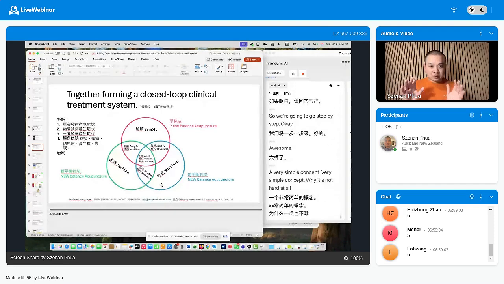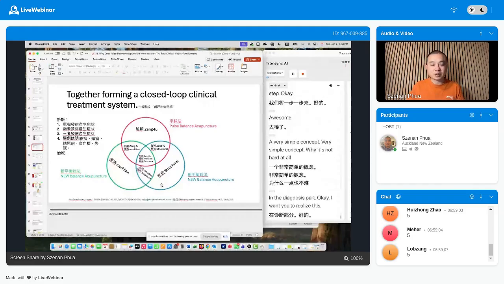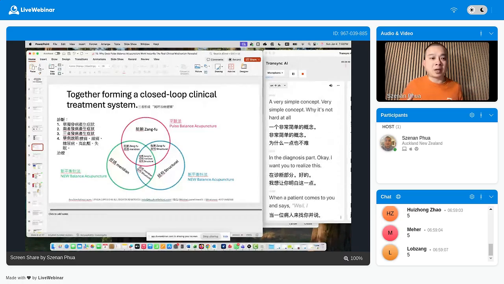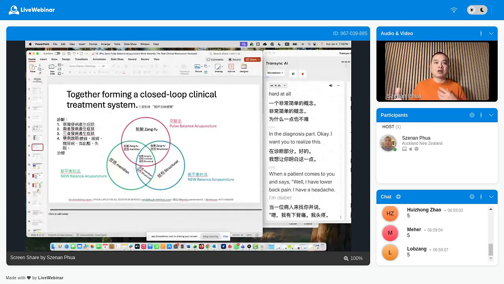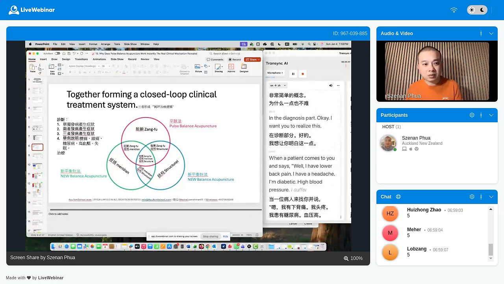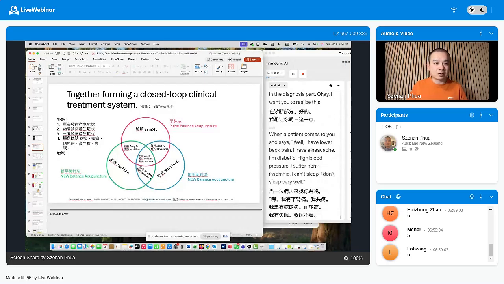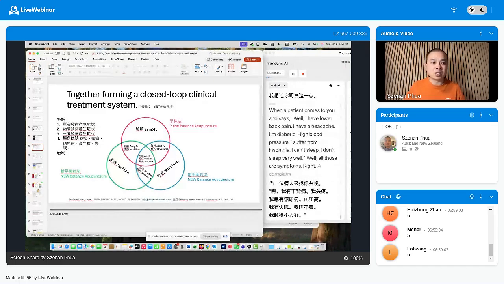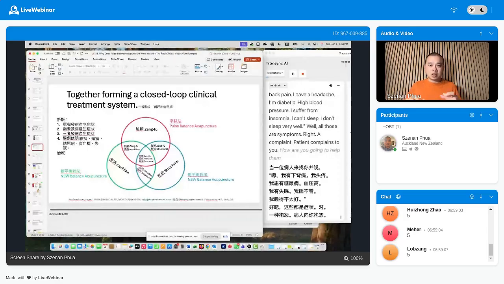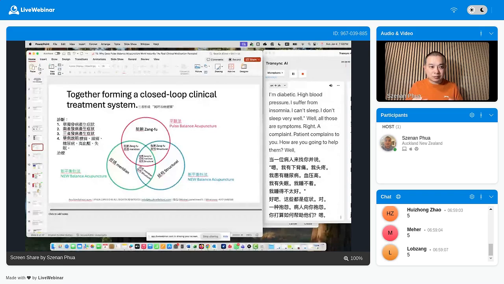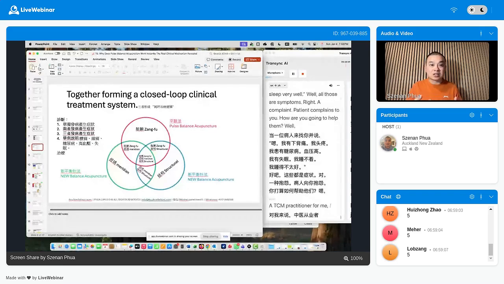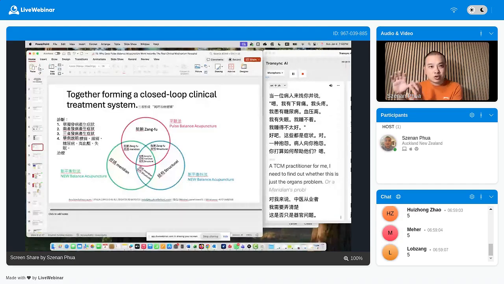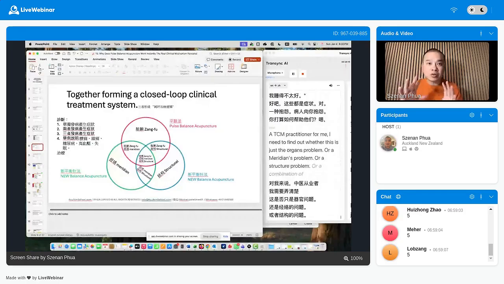In the diagnosis part, I want you to realize this. When a patient comes to you and says, well, I have lower back pain, I have headache, I have diabetes, high blood pressure, I suffer from insomnia, I don't sleep very well. Well, all those are symptoms, right? A complaint, the patient complains to you. How are you going to help them? Well, as a TCM practitioner, I need to find out whether this is just an organs problem or a meridians problem or a structural problem or a combination of those three issues.